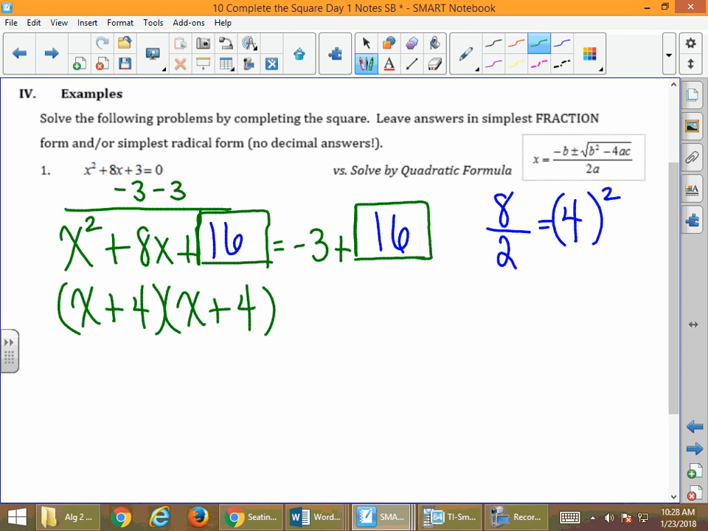And where did my plus 4 come from? It came from the blue 4 off to the right of the screen. Right here, 4 squared. I took the 4. So that can save us a little bit of time when we're factoring. Over here on the other side of the equation, we're going to do the math. Negative 3 plus 16 equals 13.